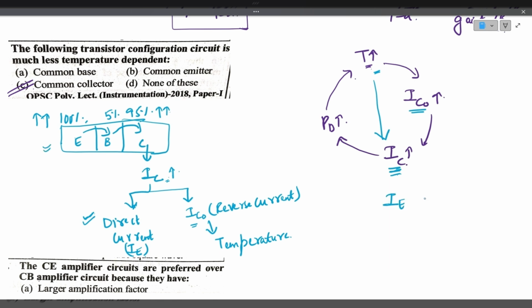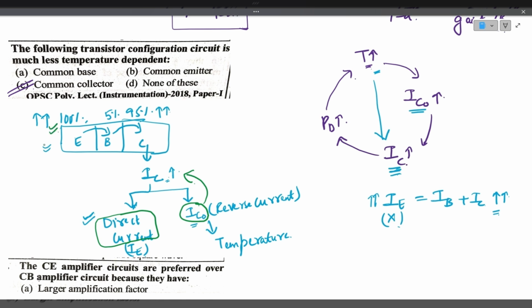We can give this formula: emitter current is equal to base current plus collector current. Here we are telling the collector current increases because of temperature, reverse saturation current. So this will increase the emitter current also. But that concept is not correct. It is wrong. Why? Because due to temperature, the reverse saturation component is increasing and collector current is increasing. But the direct component remains constant. The direct component majorly depends on emitter current, which remains constant always.